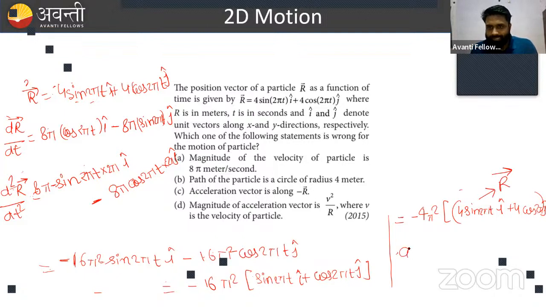Okay, you will see that this equation is similar to the position vector. So we would write here the acceleration vector is minus 4 pi square r vector. 4 pi square is a constant term. So you can see here this acceleration vector is negative of r vector. So option C is correct here. Acceleration vector is along minus r vector. Further, you can check all the options, but we have got the answer. So we would move on to the next question. If you have a doubt in this discussion, you can ask me. If you do not have, just write in the chat box.